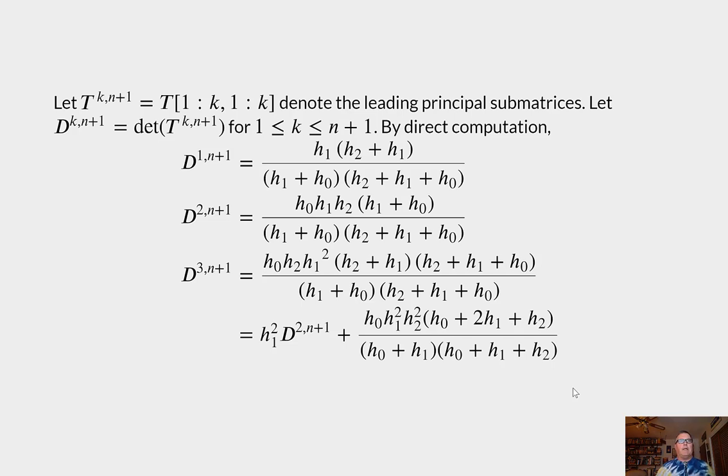So let dk n plus 1 be the determinant of that upper block, the k by k upper block. By direct computation, you get d1, that's just that entry, that's easy. d2, it's a 2 by 2 determinant. d3, 3x3 determinant, crunch, crunch, crunch, we get that. And I write this in a funny way. I write d3n plus 1 as h1 squared times d2n plus 1 plus an obviously positive quantity. So this relates d3n plus 1 to the previous one.